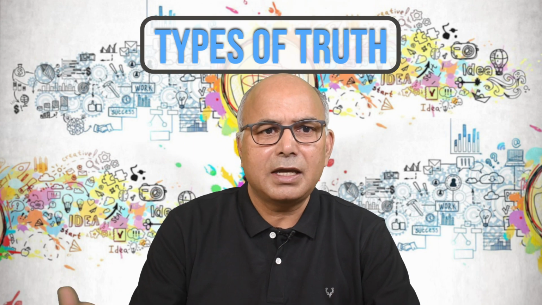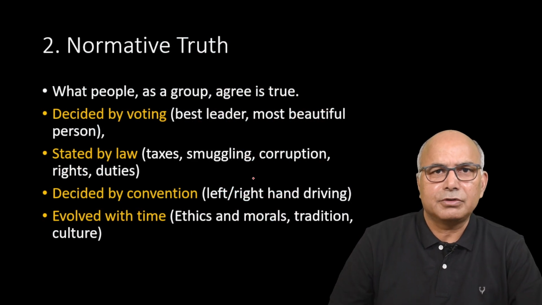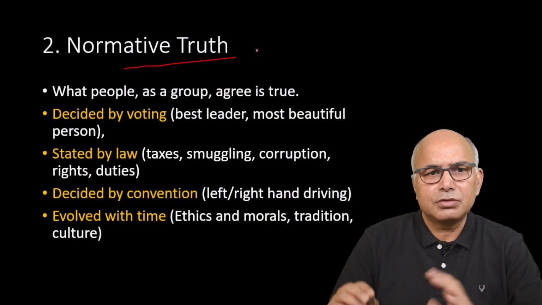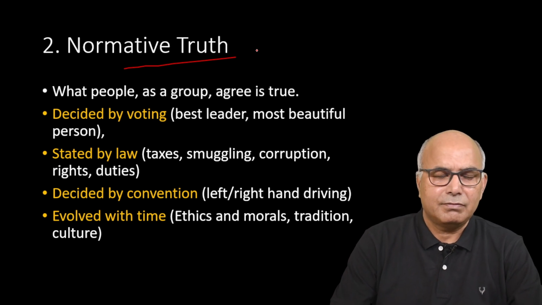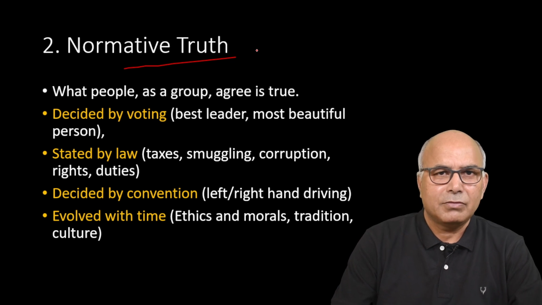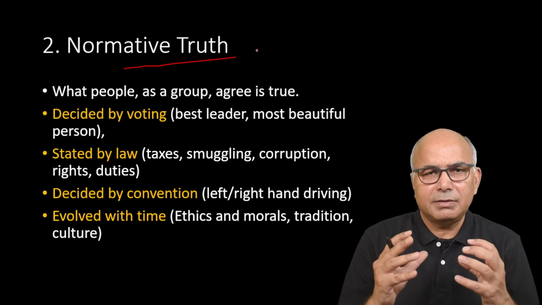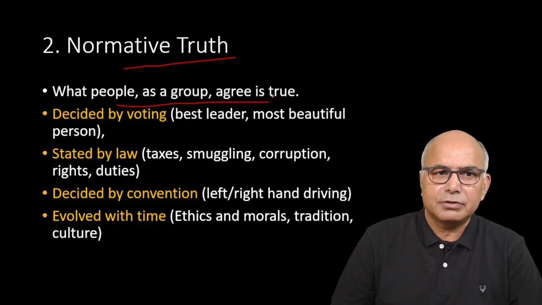Let's go to the second type of truth. This second type of truth is called normative truth. Now this is a truth which is not purely objective. It is basically decided by the people as a group. So when a group agrees something to be true, that is what is called normative truth.